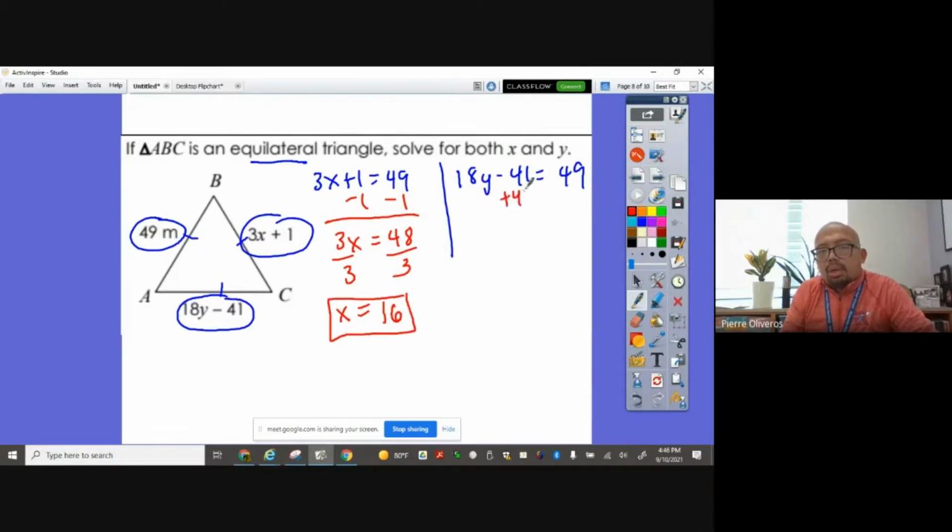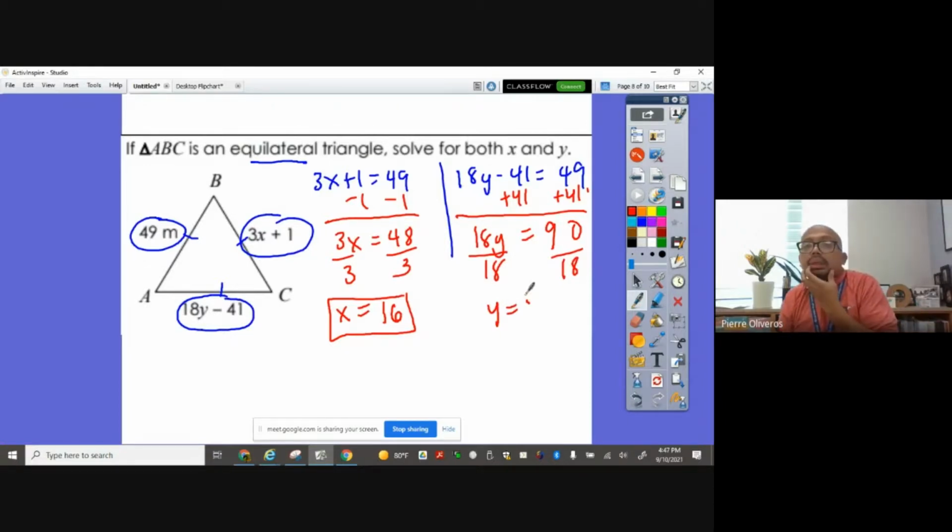And plus 41 here, plus 41 there. That will give me 18y is equal to 90, divide by 18, divide by 18. So y is equal to what? 5. I think it's 5, right? Okay, there you go. Kaboom.